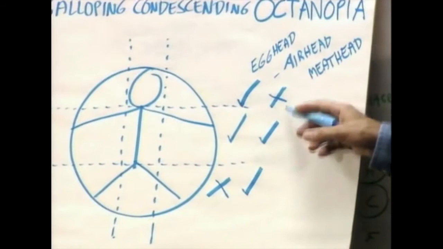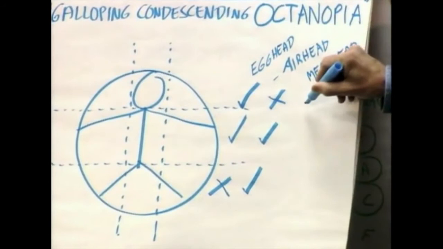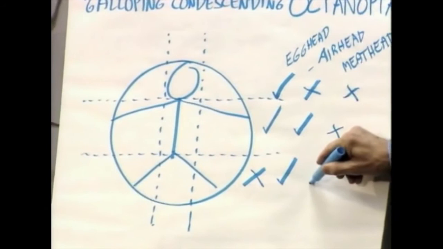That'd be check, cross, check, check. And a meathead, this would be the beer-guzzling Neanderthal jerk in that stereotype. So say a woman wouldn't give him credit for thinking or for having a heart, but all he's thinking about is sex. So you could read a person that way.